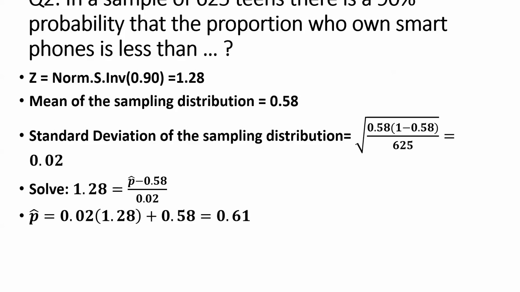And when we solve that, we get 0.61. So if 58% of teens own smartphones, then there's a 90% chance that the proportion is less than 0.61 when we take a sample of size 625.